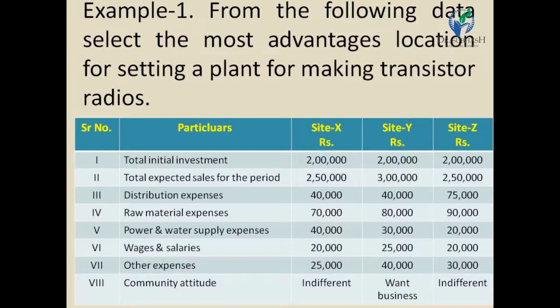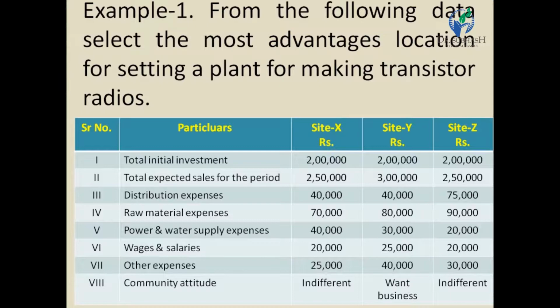Third one is distribution expenses. For site X it is 40,000, for site Y it is 40,000, and for site Z it is 75,000. For the fourth serial number, that is raw material expenses, that is 70,000 for site X, 80,000 for site Y, and 90,000 for site Z. Fifth item is power and water supply expenses. So that is 40,000 for site X, 30,000 for site Y, and 20,000 for site Z.